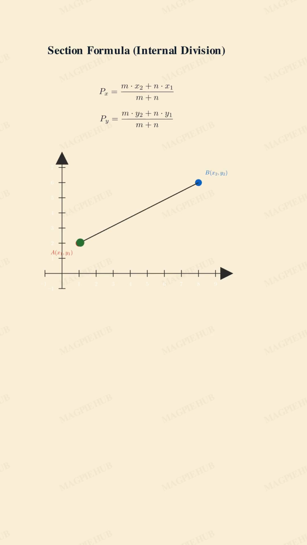The section formula. If a point P divides the line segment joining A at x1, y1 and B at x2, y2 in the ratio m to n, then the coordinates of P are mx2 plus nx1 divided by m plus n, my2 plus ny1 divided by m plus n. This is the internal division formula. For external division, replace n with negative n.